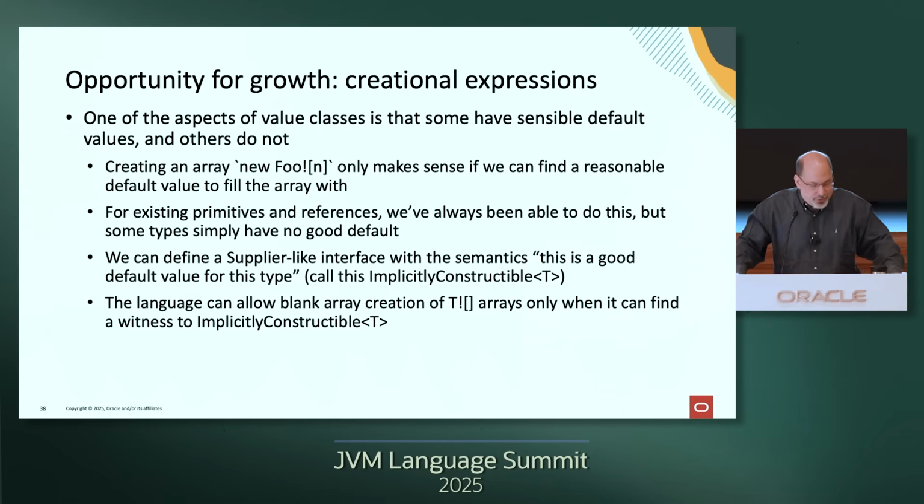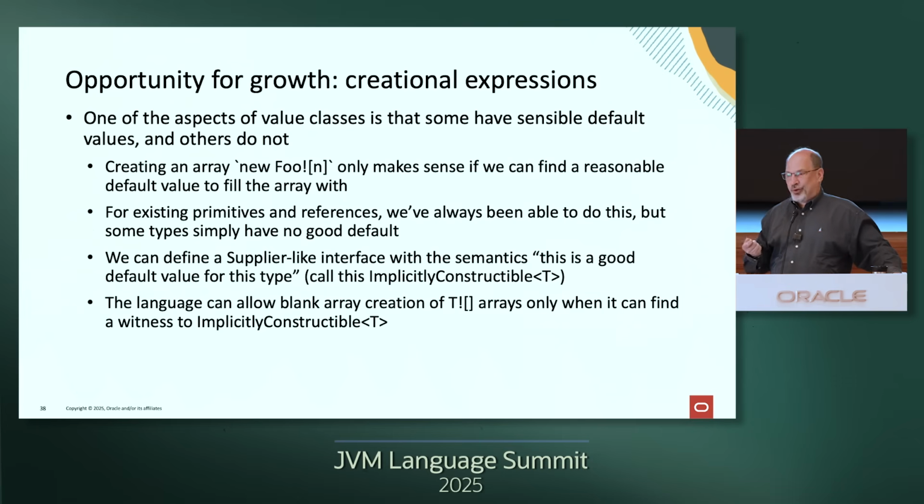It's something we've run across in Project Valhalla, where some value types have a natural default. Some value types have no natural default. If I say, new null restricted Foo of 10, I declare I want to get an array of those things. Well, what does array creation do today? It fills the array with default values, either zeros or nulls. And you'd like to know whether the type has a valid default.